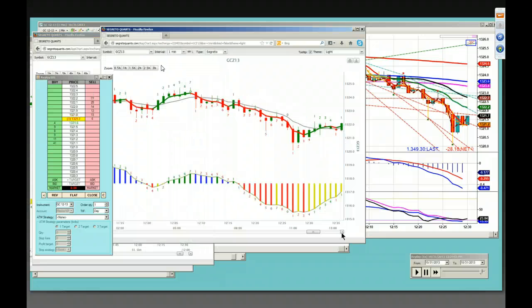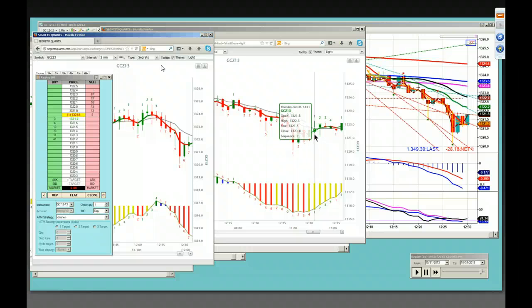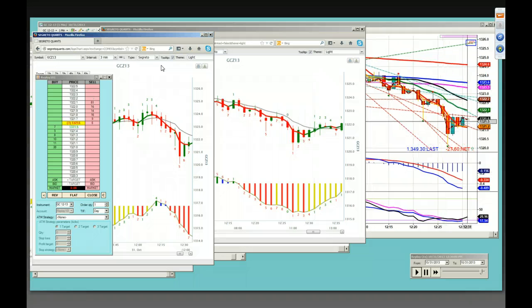So we get a green number 1 at 12:31. So we're looking for the 12:31 candle to come in. And this is where we're looking to get in on our Segredo green 1-on-1. Okay, so now we know we've got some space before we hit resistance.